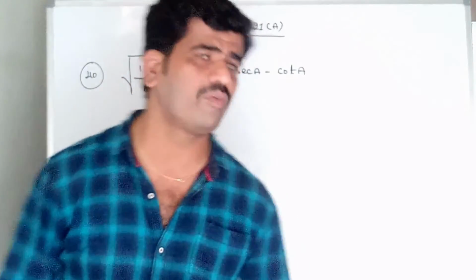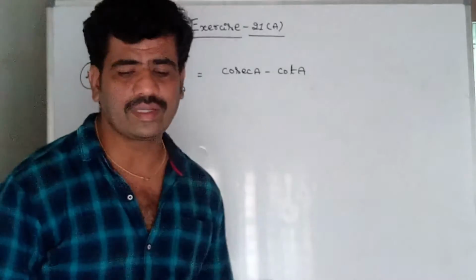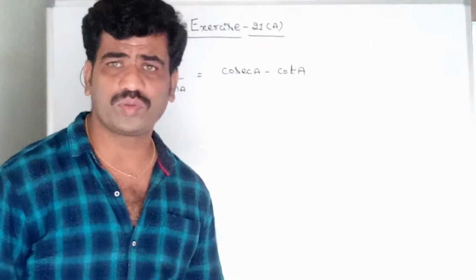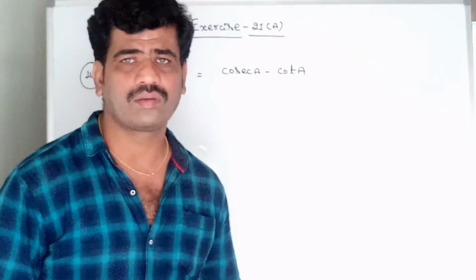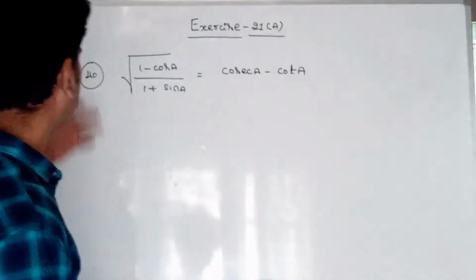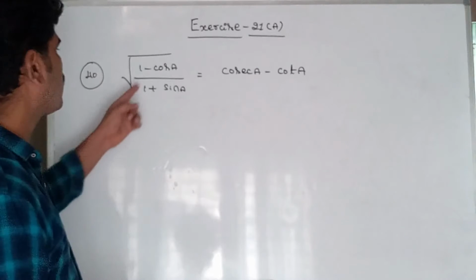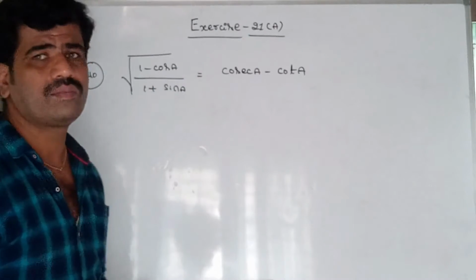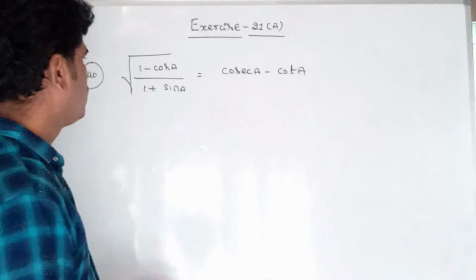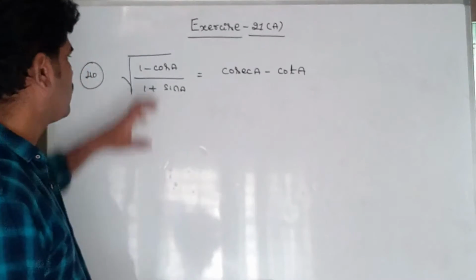In our last class, we discussed exercise 21A problems from 34 to 39. So in this class, we will discuss the remaining problems. Our next problem is 40: square root of (1 minus cos A divided by 1 plus cos A) is equal to cosecant A minus cot A. In our last class, we already discussed this type of problem.